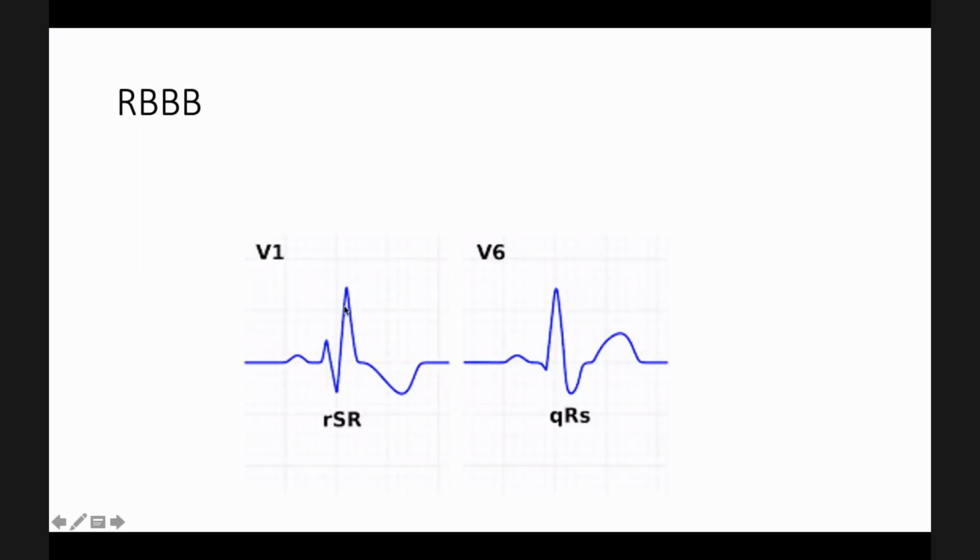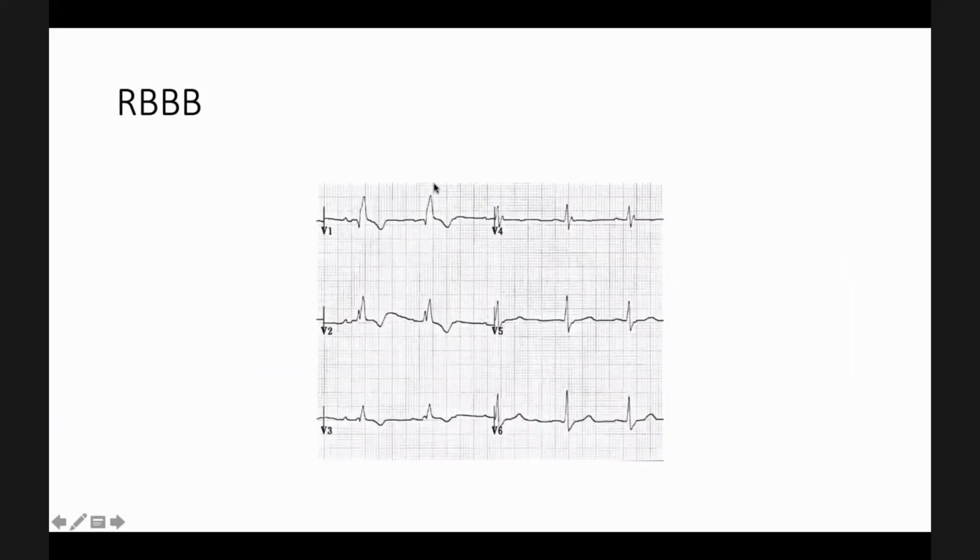The QRS is wider, a broad complex, and you get the deep slurred S in V6. That's how you diagnose right bundle branch block. Okay, this is the right bundle R in V1. So in left bundle, you saw the deep S in V1. Here, in right bundle, you see the tall R in V1.